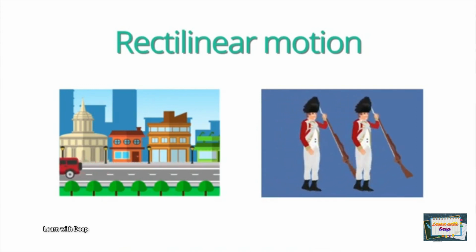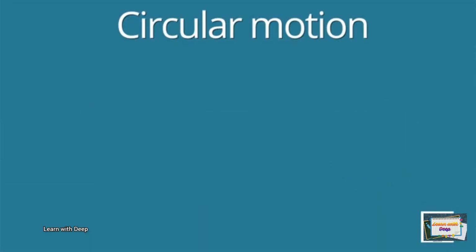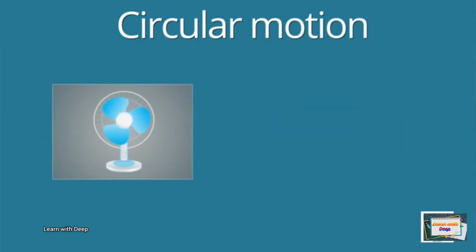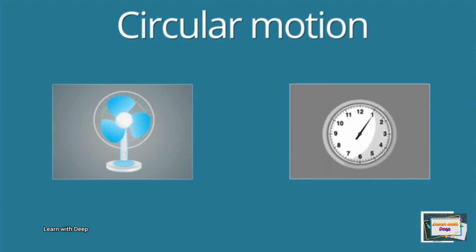Children, there is another type of motion called circular motion. When an object moves in a circular path, the motion is called circular motion. Examples of circular motion are blade of an electric fan or hands of a clock.